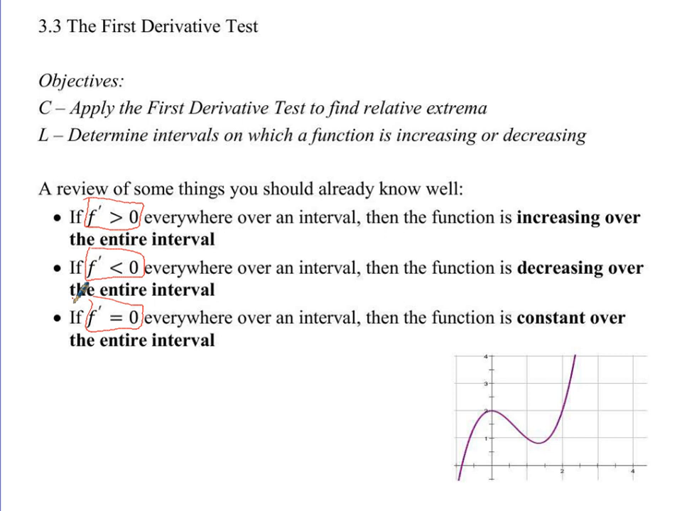If the derivative is equal to 0 everywhere on some interval, then the function is constant over that interval. It's not changing. Or think of a horizontal line. The derivative of that function would be just 0 because the slope is 0. So the function is not increasing or decreasing. It's just sitting there. Okay?